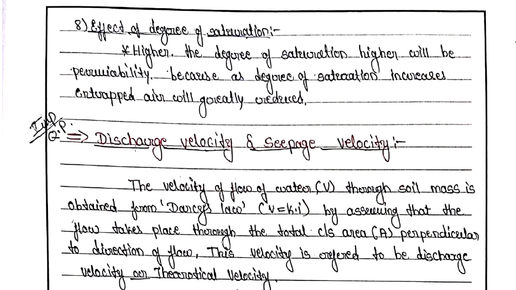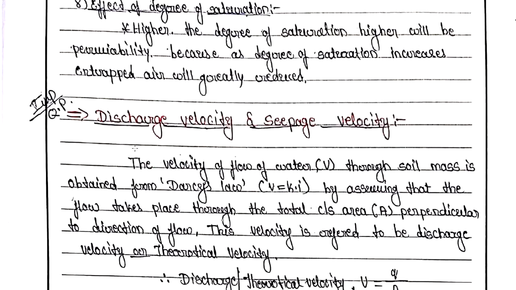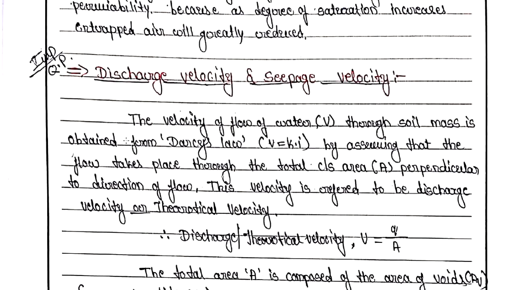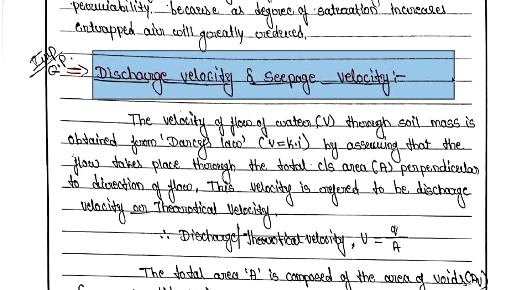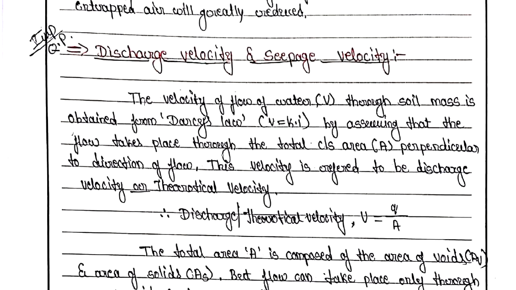Next, after studying that, there are 2 types of velocities which we need to study. Even this question was asked many times in many competitive exams as well as university question papers: discharge velocity and seepage velocity. What is the exact meaning of discharge velocity? What is the exact meaning of seepage velocity? What is the difference between discharge velocity and seepage velocity? We are going to study that further.